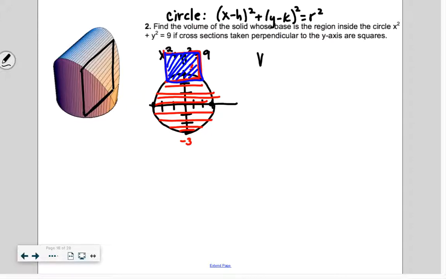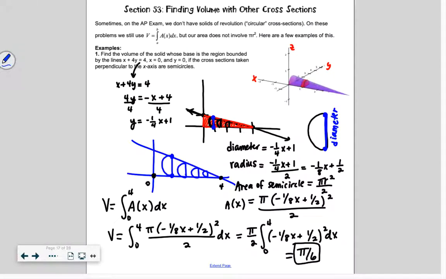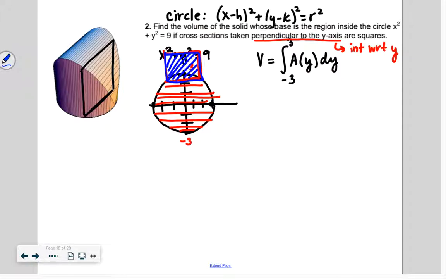We find the area of a square instead of the semicircle. Yeah, they're x equals equations. In other words, it's going to be an area in terms of y that we're integrating, and those y values are going to go from negative 3 to 3. So if you see perpendicular to the y-axis, we're integrating with respect to y. But on the last one, if we saw perpendicular to the x-axis, that's integrating with respect to x. Again, just think about how you're making those chops with your hand. These are all horizontal lines that we're chopping.